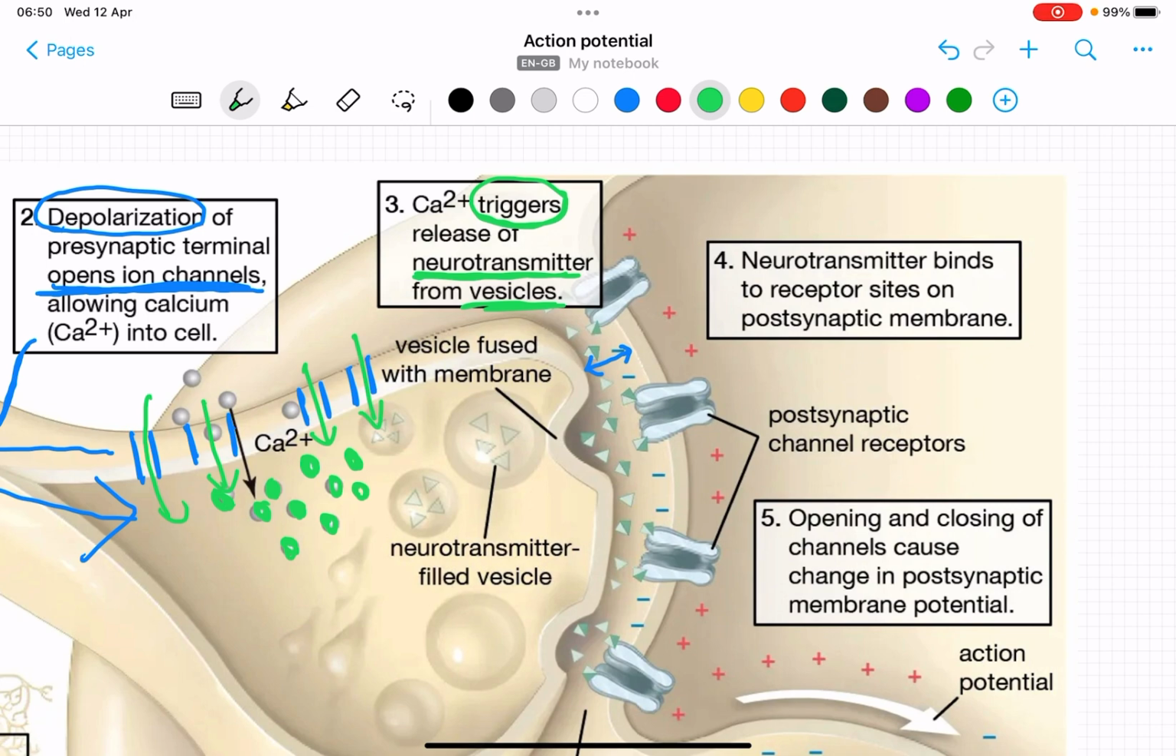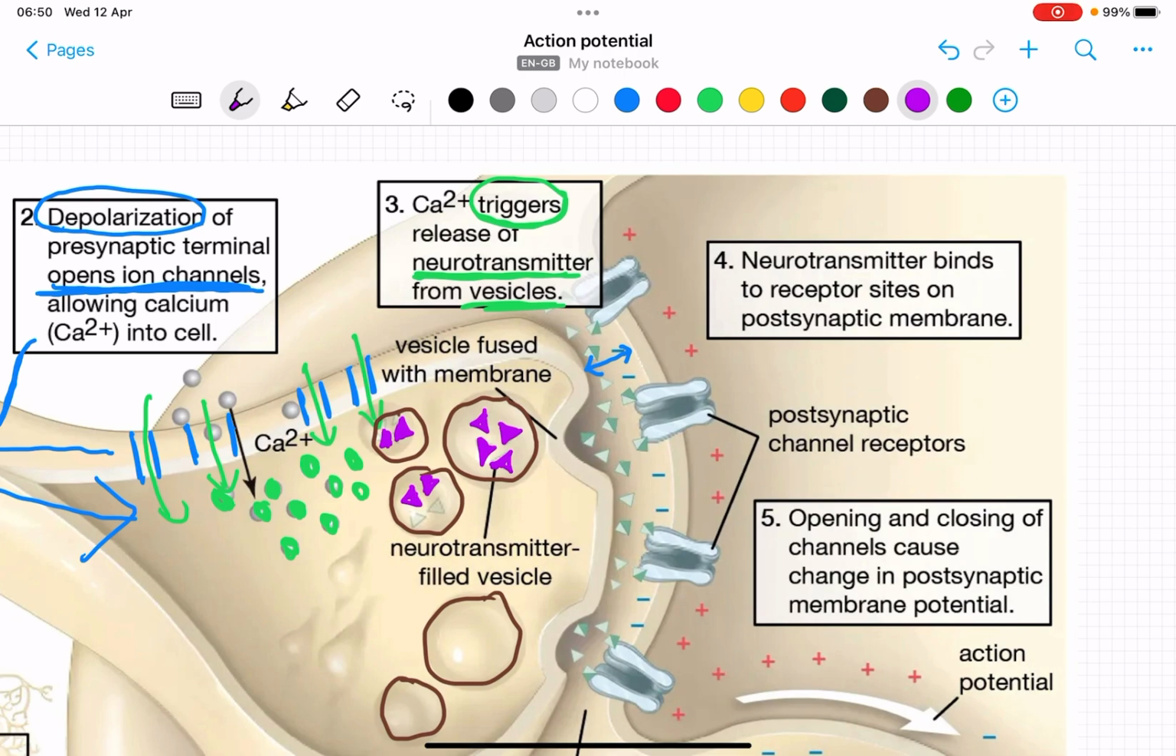Inside the presynaptic terminal, there are a number of vesicles. Vesicle is like a container that consists of neurotransmitter. The shape is a triangle in this diagram. So these are the neurotransmitter. Neurotransmitter is a chemical signal.